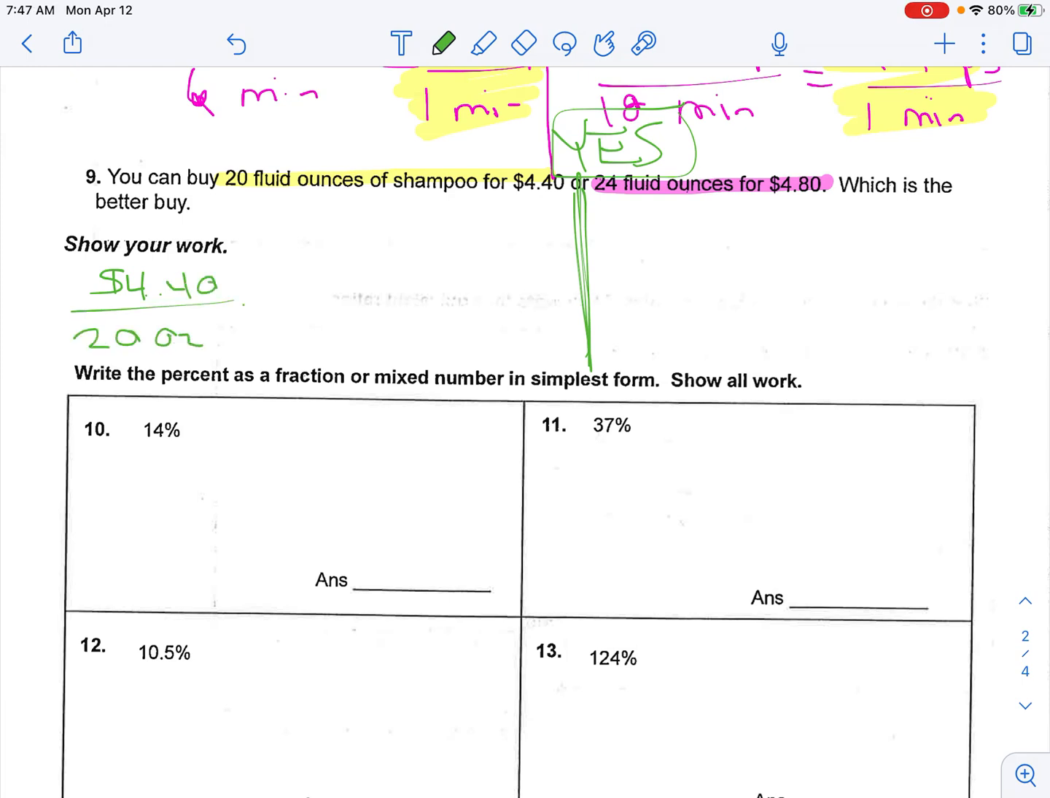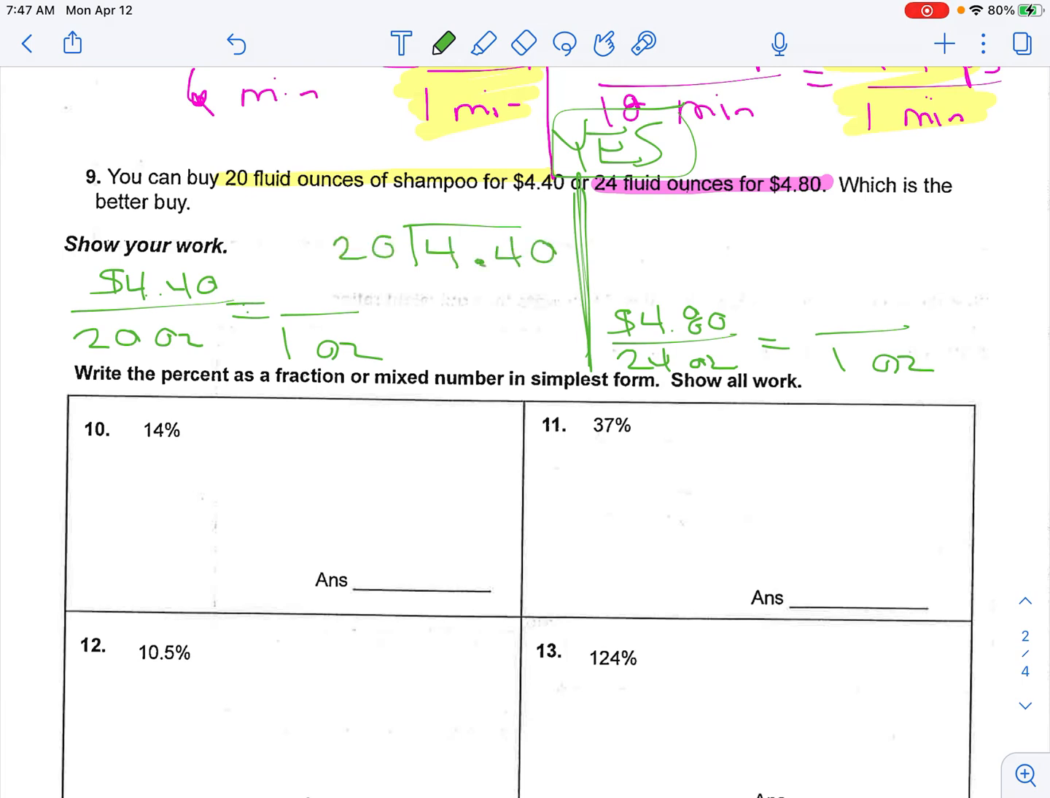$4.40 for 20 ounces. I need to find the unit rate. Is how much for 1 ounce? Compared to $4.80 for 24 ounces is how much for 1 ounce? So remember, it's numerator divided by denominator. So I'm going to divide $4.40 by 20. Your decimal is going to go straight up.